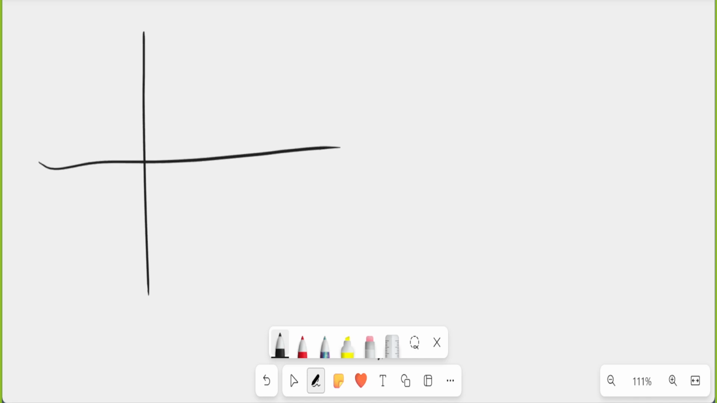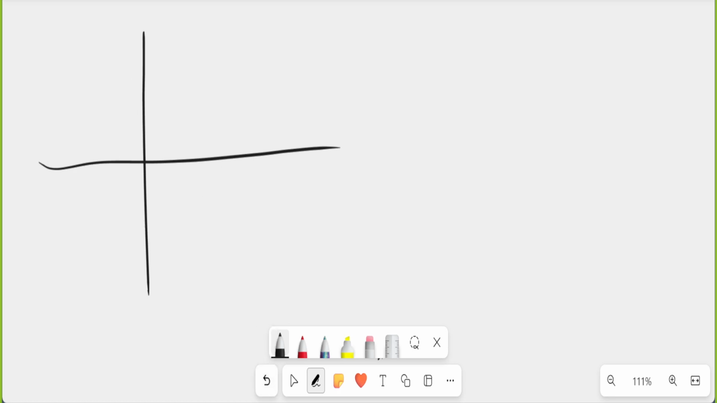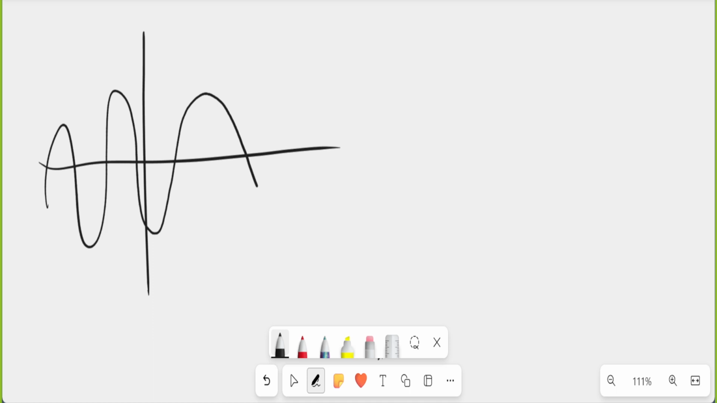So we have a function. That's a terrible function to use. Let's say we have a function like this. I've never seen a function like this ever, but let's say there's a function like this, and we want to find this 0 right here. We want to find what that is.